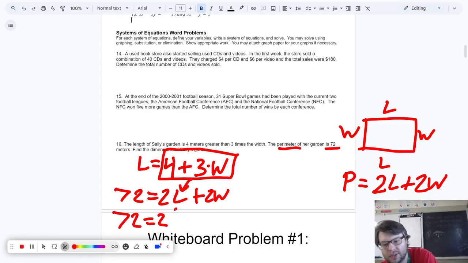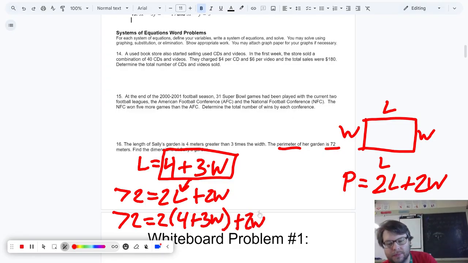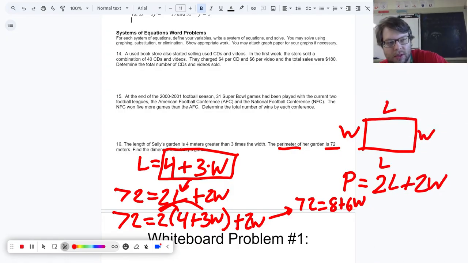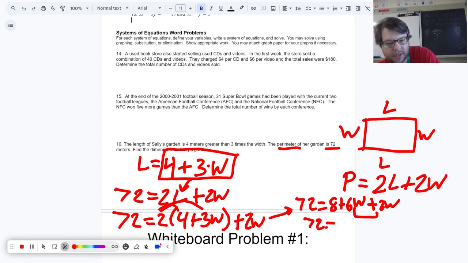So 72 is 2 times L plus 2W. Distribute, distribute. We end up with 72 equals 8 plus 6W. Because I did 2 times 4, 2 times 3W, plus 2 more W's. Combine your like terms. 72 is 8 plus 8W. Take away 8. What is that, 64? Yeah. So 64 is 8W.